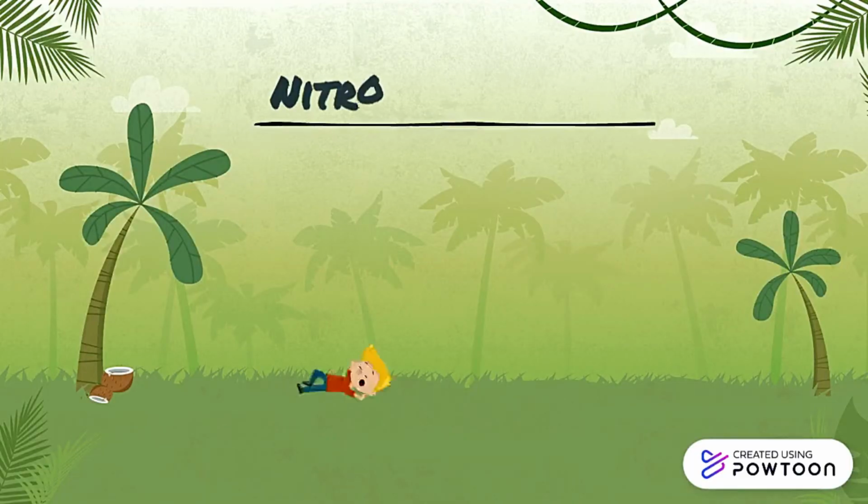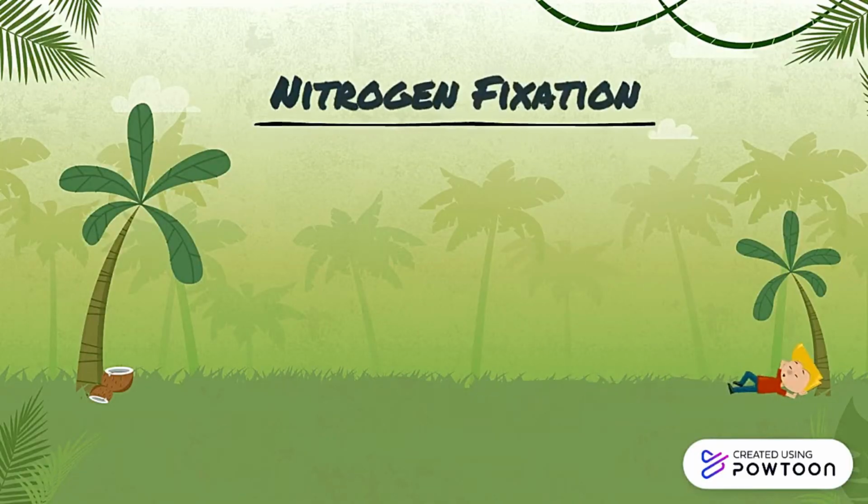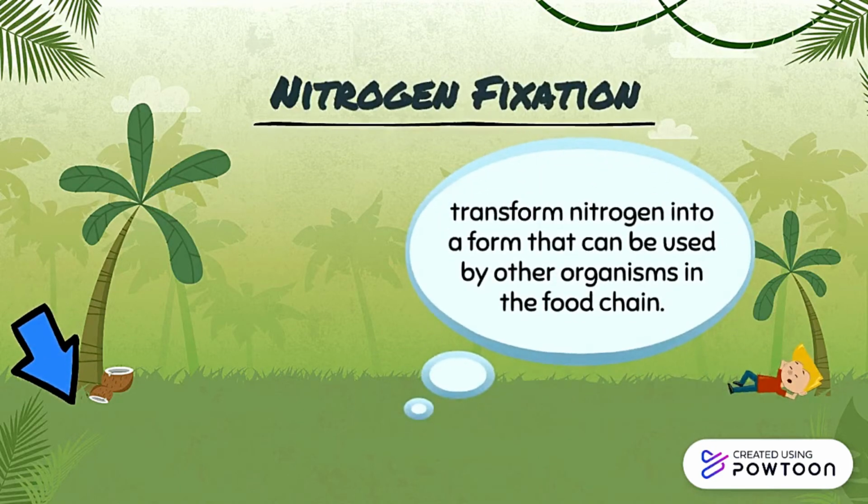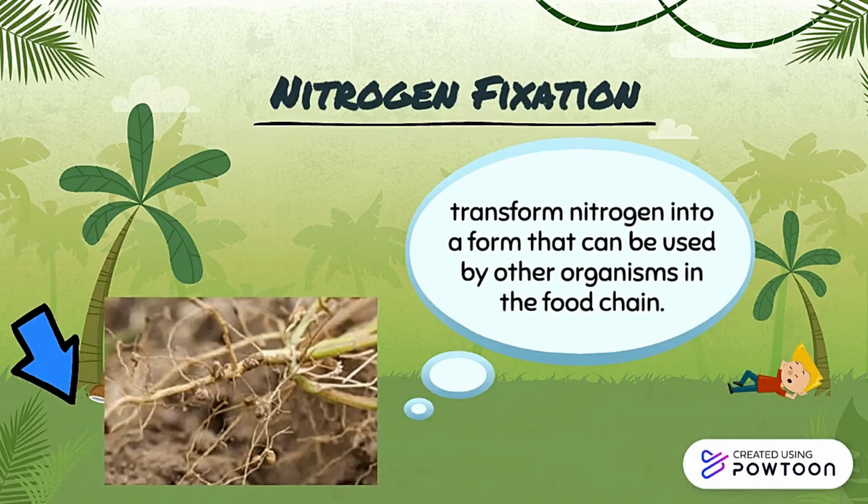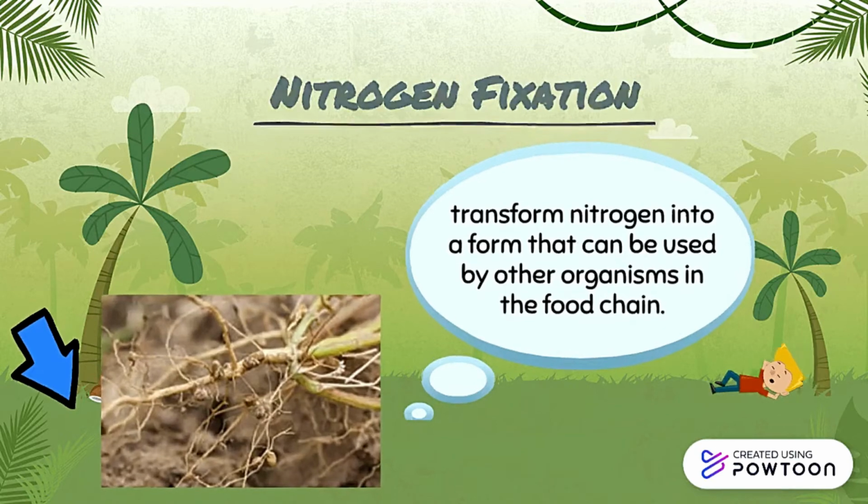Moreover, decomposer bacteria are responsible for fixing nitrogen in the soil. They transform nitrogen into a form that can be used by other organisms in the food chain. In some plants like legumes, the bacterium Rhizobium lives in nodules on the roots of the plants in a symbiotic relationship.